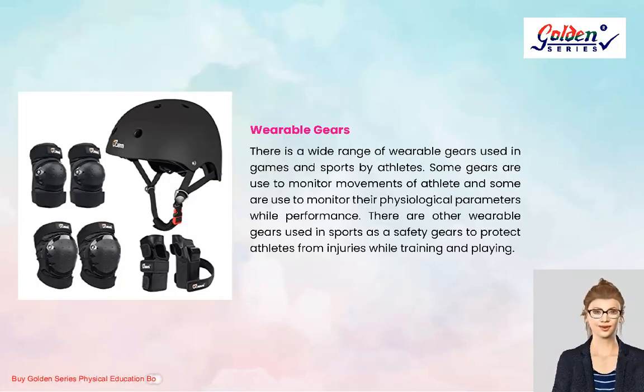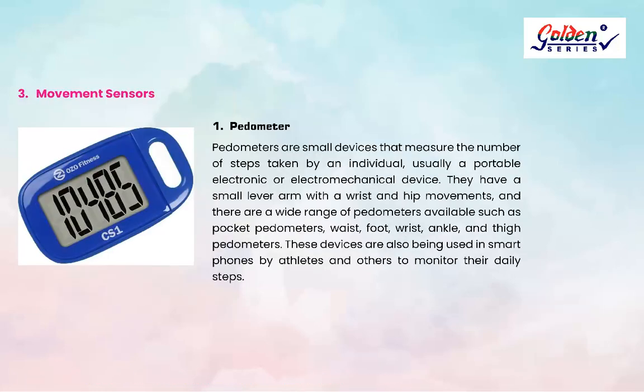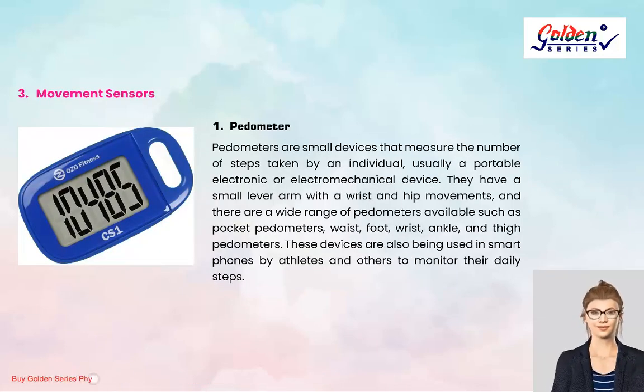There is a wide range of wearable gears used in games and sports by athletes. Some gears are used to monitor movements of athletes and some are used to monitor their physiological parameters during performance. There are other wearable gears used in sports as safety gears to protect athletes from injuries while training and playing. Number 3. Movement sensors.